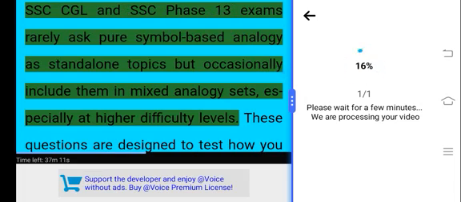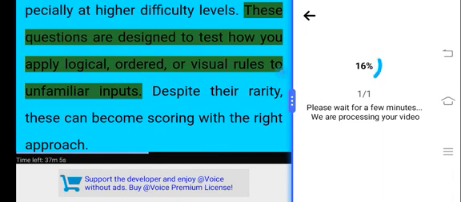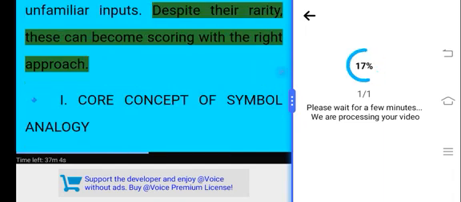SSC CGL and SSC Phase 13 exams rarely ask pure symbol-based analogy as standalone topics but occasionally include them in mixed analogy sets, especially at higher difficulty levels. These questions are designed to test how you apply logical, ordered, or visual rules to unfamiliar inputs. Despite their rarity, these can become scoring with the right approach.